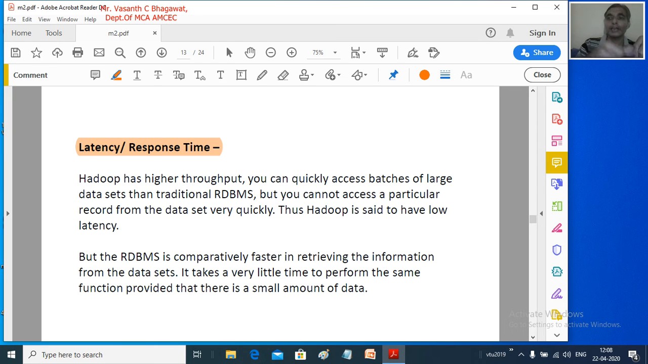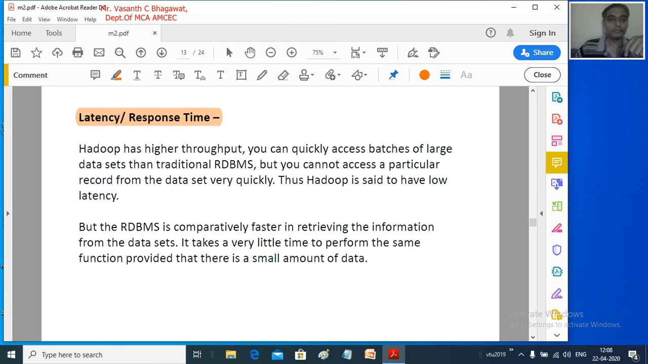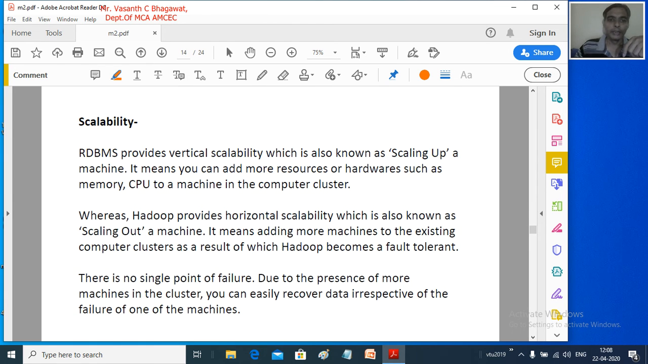So actually Hadoop uses the batch processing system, whereas the RDBMS uses online transaction processing. It is another feature we will be discussing. The next feature is scalability. When you are talking about RDBMS packages, we use one term called scaling up, which is nothing but vertical scalability. So in RDBMS we have the scaling up feature, the vertical scalability.